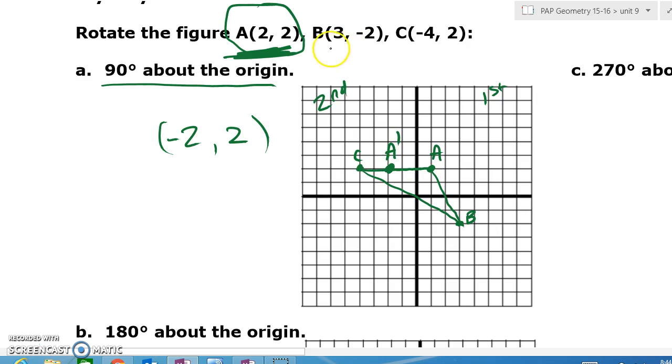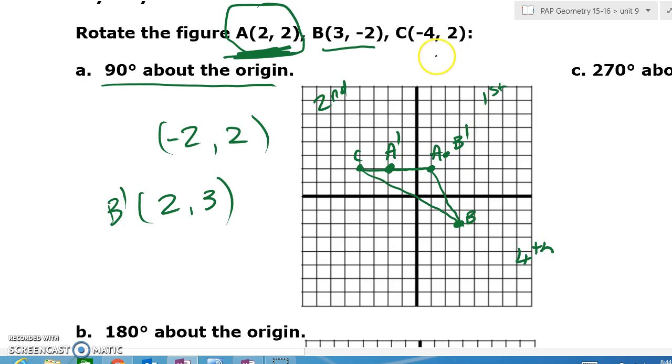Now let's do the same with this B point. Well, we're going to flip it. So instead of 3, 2, we get 2, 3. And B right here is in the fourth quadrant. So if we're going to rotate that 90 degrees, that will put us in the first quadrant. So that's actually going to be our B prime point, which is 2, 3. So B prime goes here.